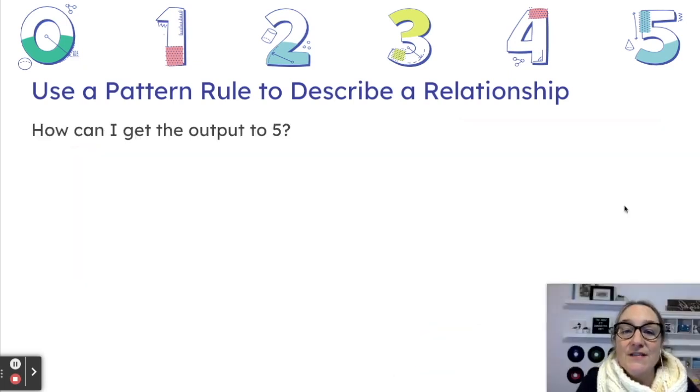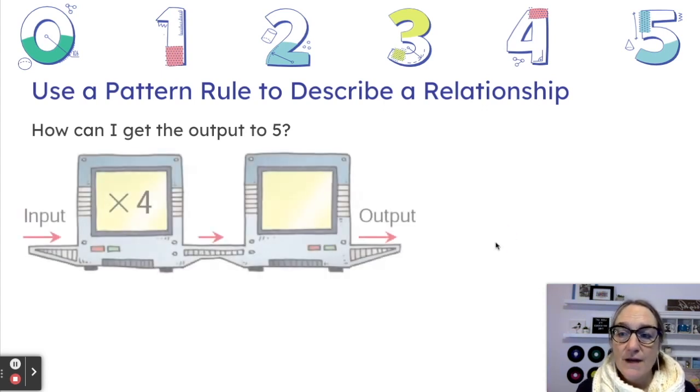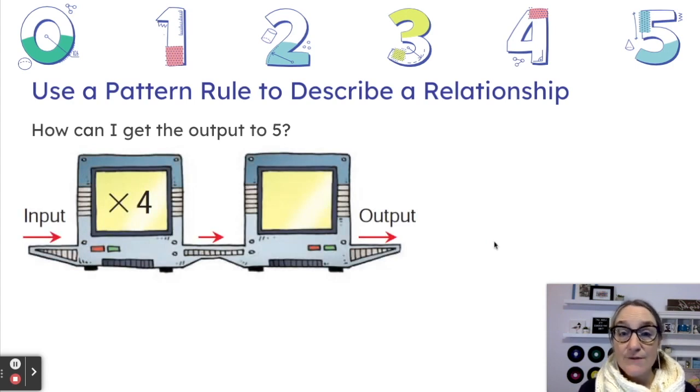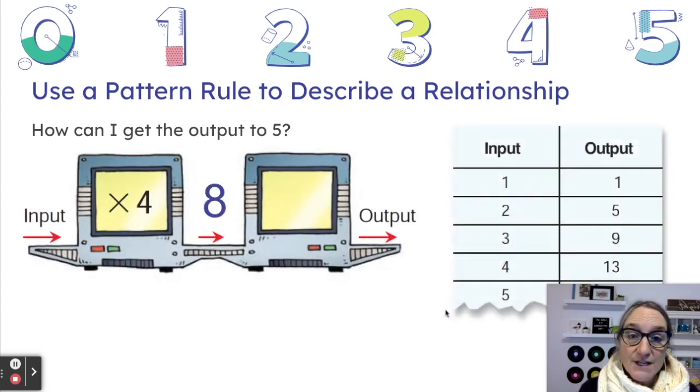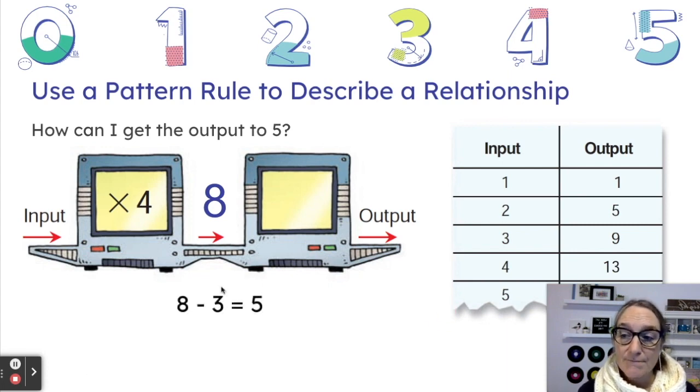All right, now we ask ourselves, how can I get the output to 5? Well, I have 8. In order to get to 5, I need to subtract 3. So -3 is going to go into the second part of the machine, because 8 minus 3 equals 5.